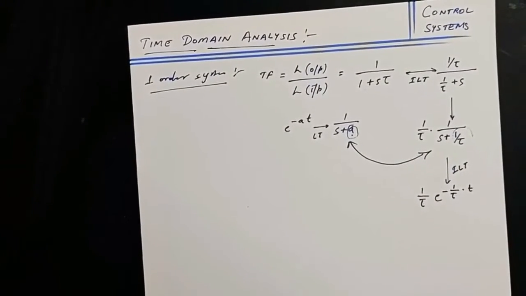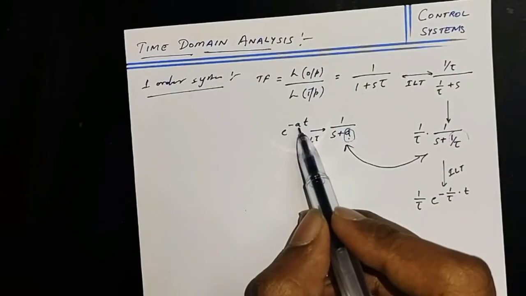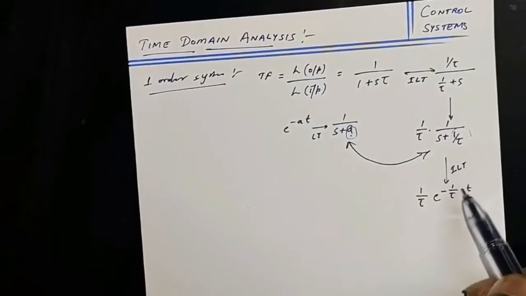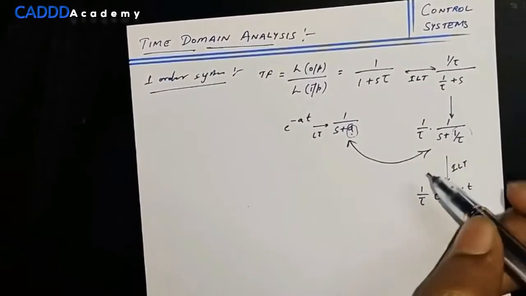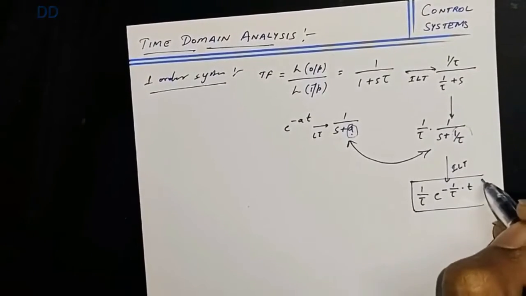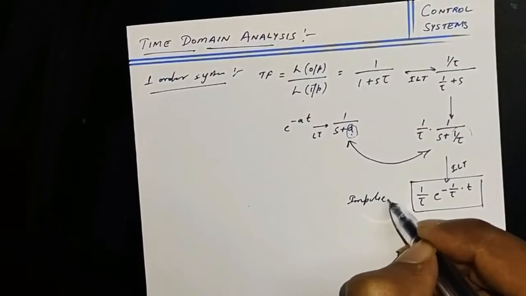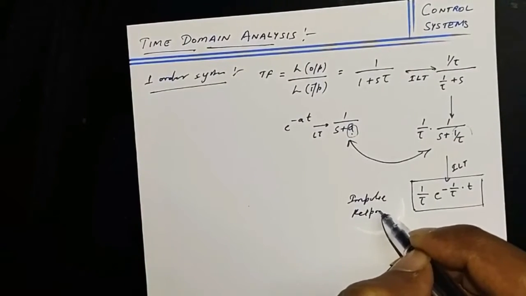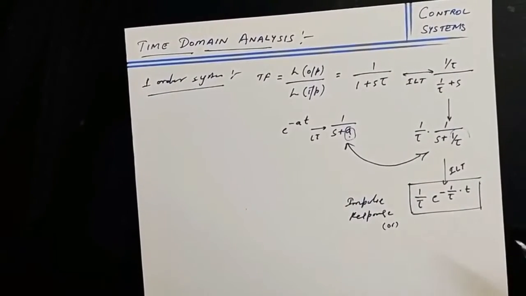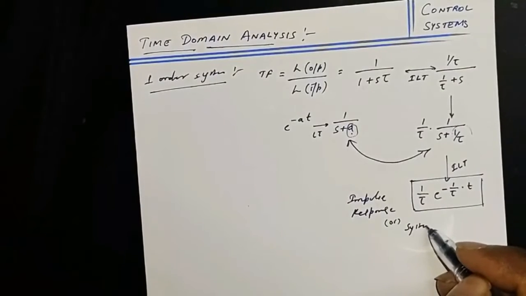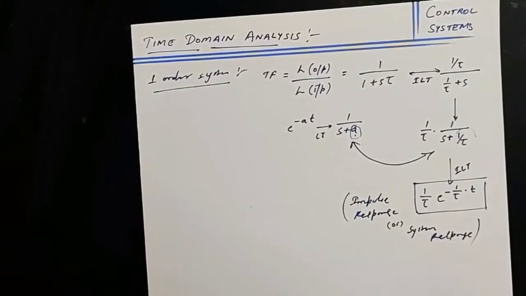So I think I have made this clear. What we just have done is, at the place of a we have 1 divided by tau, so I have just written 1 divided by tau at the place of a here. Now this is the general impulse response of a first order system, or we can simply call it system response. Both are the same things.